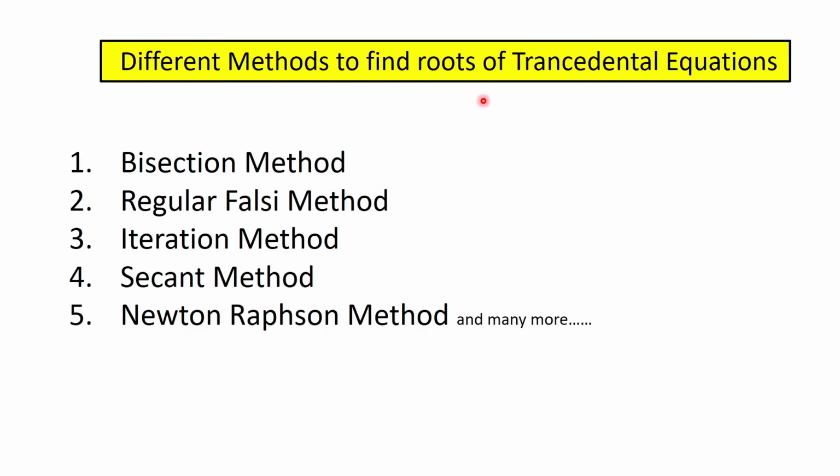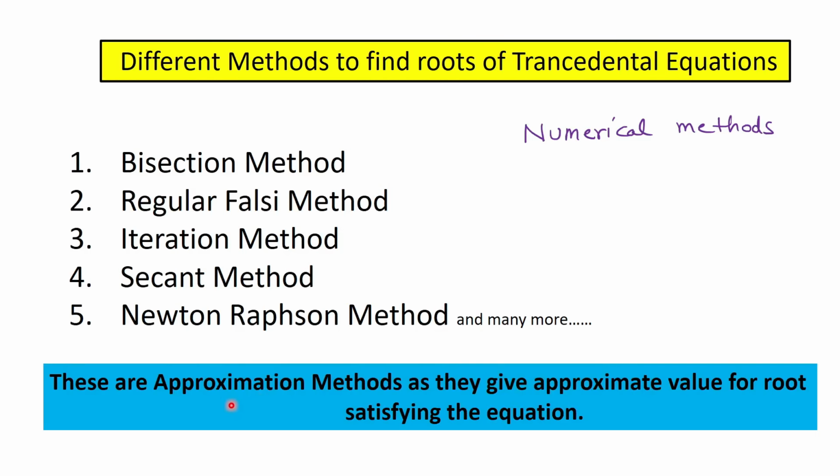So in order to find the roots of transcendental equations or higher order polynomial equations, there are some methods devised by scientists. Those methods are the bisection method, regula falsi, iteration, secant, Newton-Raphson method, and there are some more also available. These methods can also be called numerical methods. One important thing to note about all these methods is that they are all approximation methods. That means these methods give the approximate value for the root which can satisfy our equation.